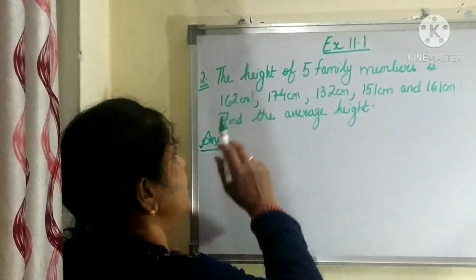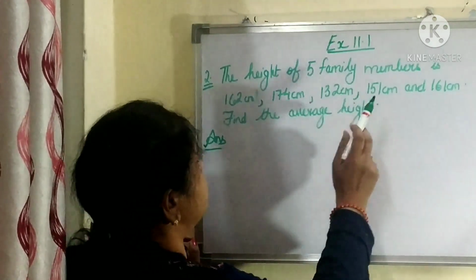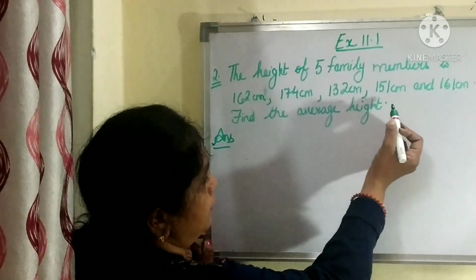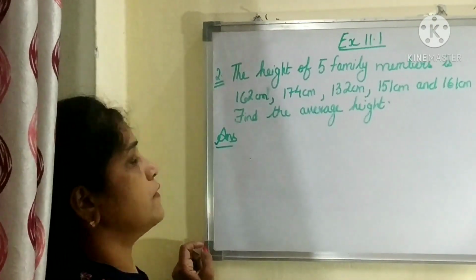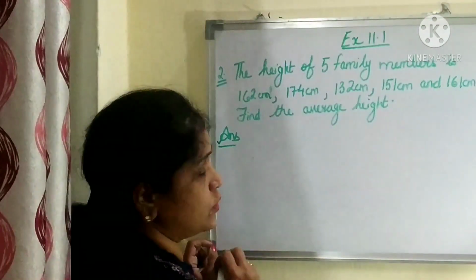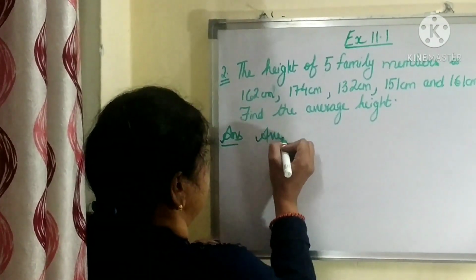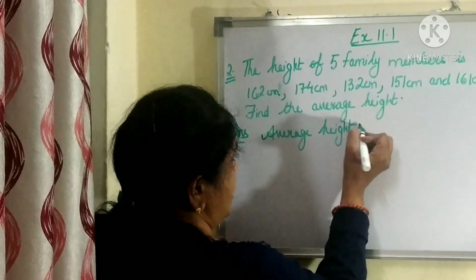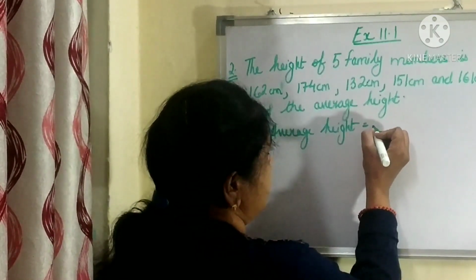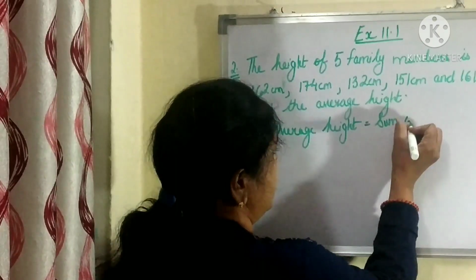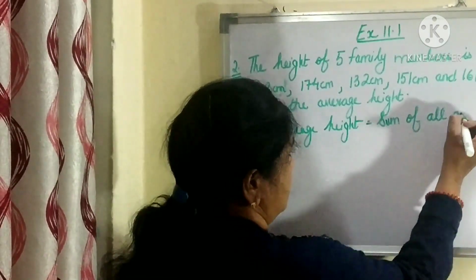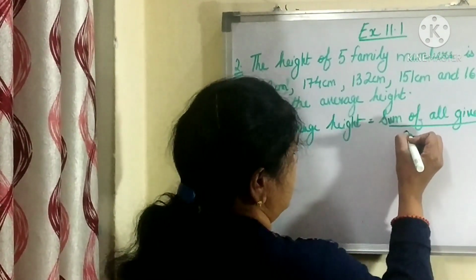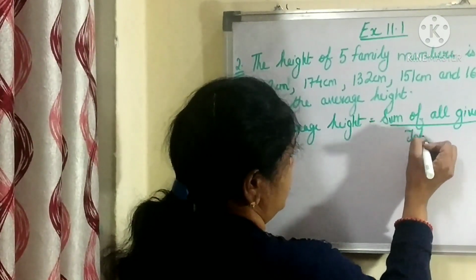Now, exercise 11.1, question number 2. The heights of 5 family members are 162 centimeter, 174 centimeter, 132 centimeter, 151 centimeter and 161 centimeter. Find the average height. So how are we going to solve this one? What is the formula for average? Here we have to find the average height. Average height is equal to the sum of all given numbers divided by the total count. First I am writing the formula.